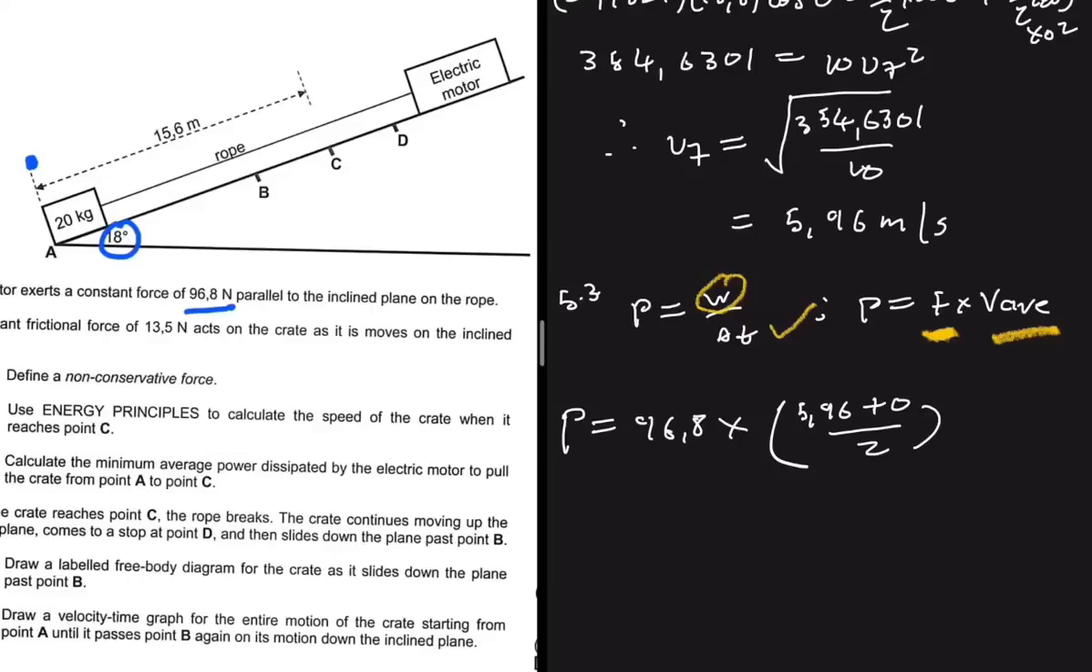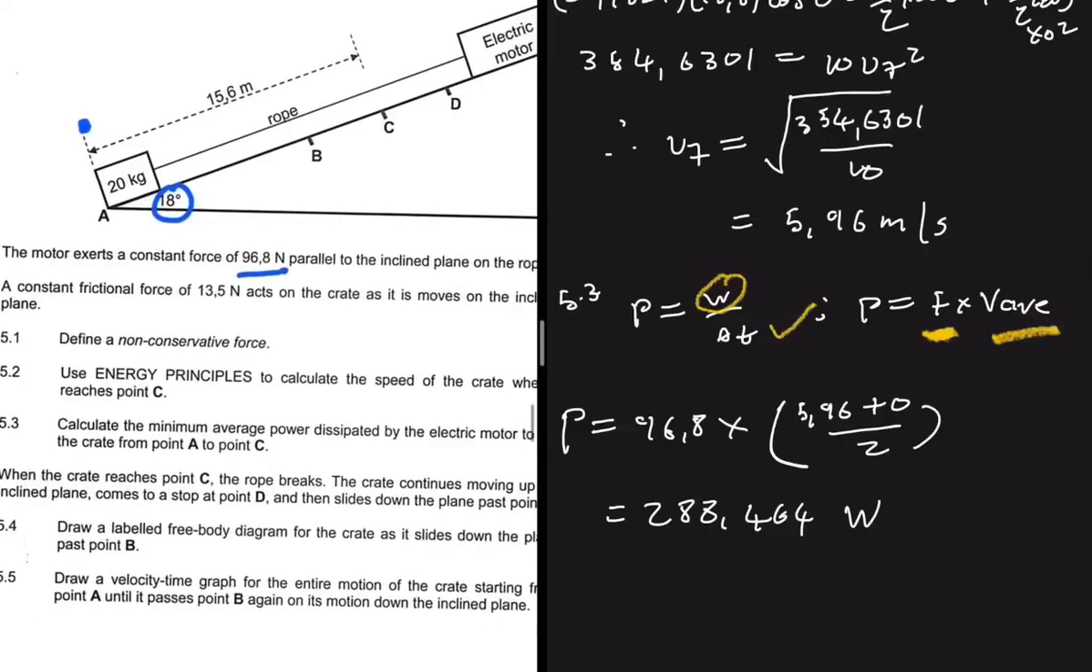The answer I'm getting here is 288.46. What is the SI unit of power again? I think it's watt. So we're going to have that there. I'm very interested in how other people solved this problem, so please let me know in the comments what you did for 5.3.